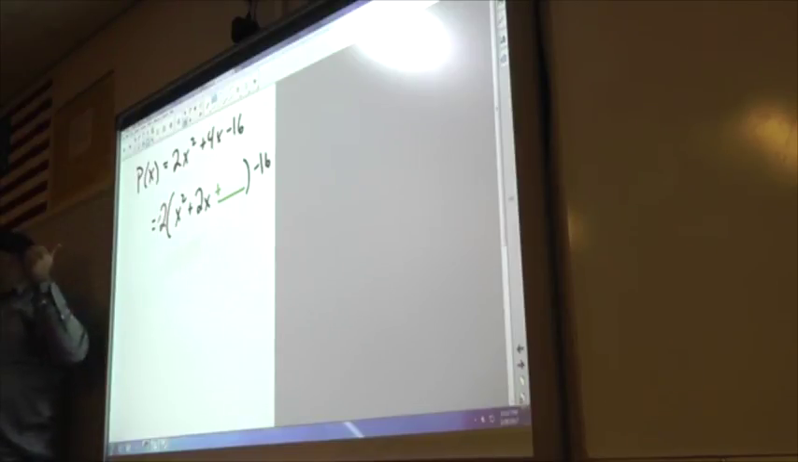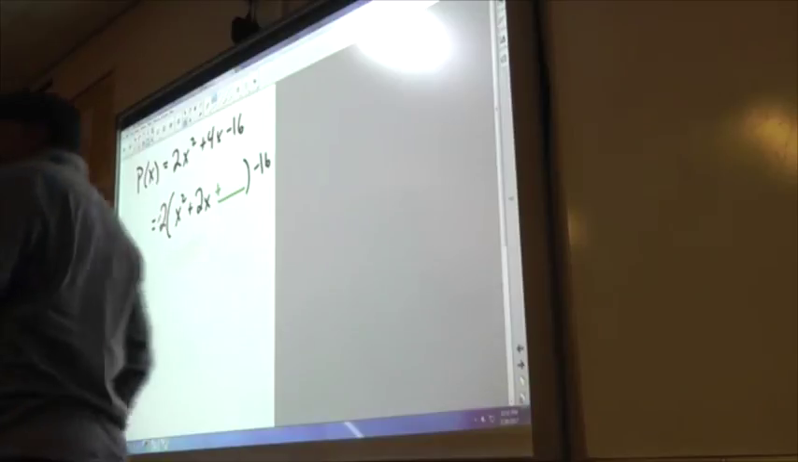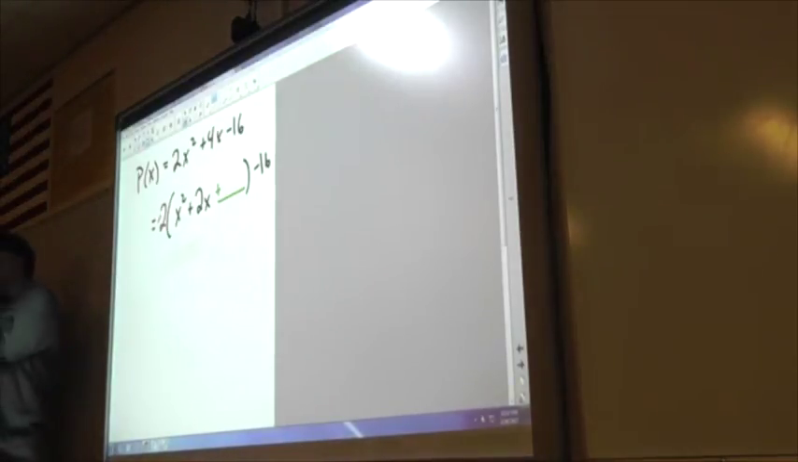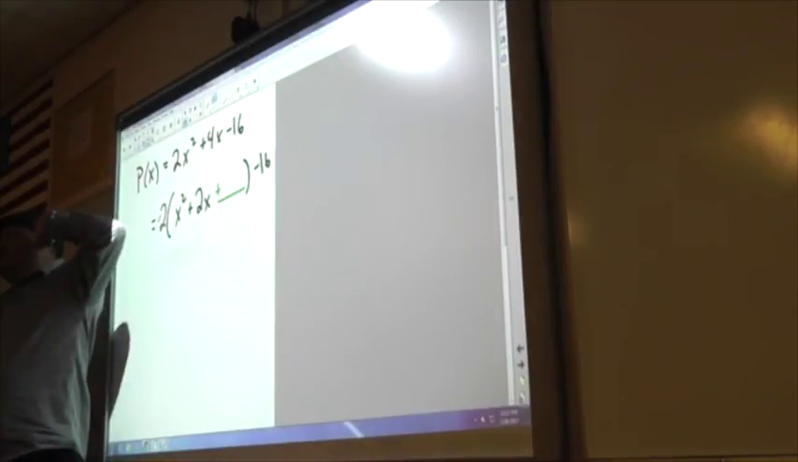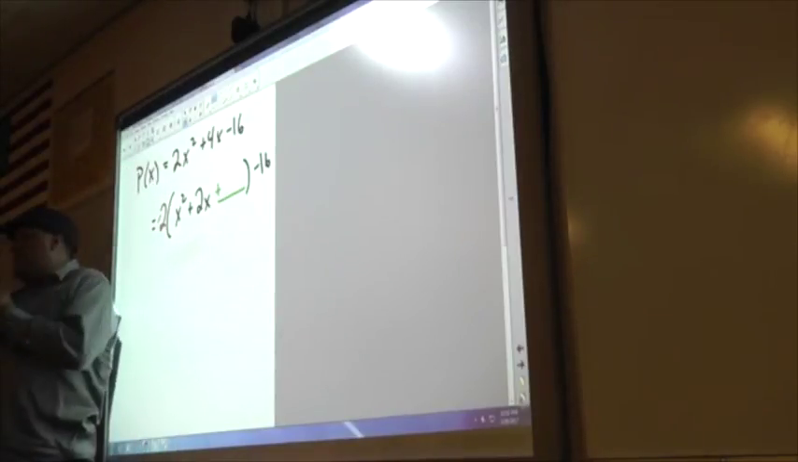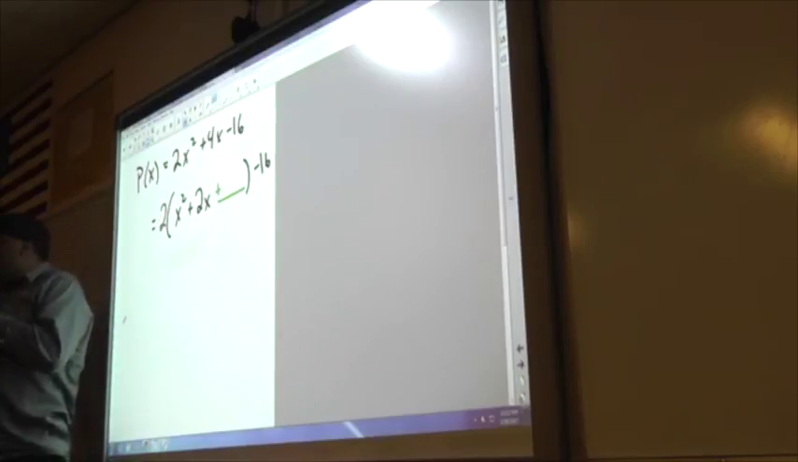This looks kind of weird, but it'll make sense in a little bit. So you agree? Question? Aren't you supposed to subtract by 8? No, this 16 comes from there. I haven't done anything yet. All I did was rearrange it. That's all I've done so far. You guys agree? Okay, now I'm going to do something with it.